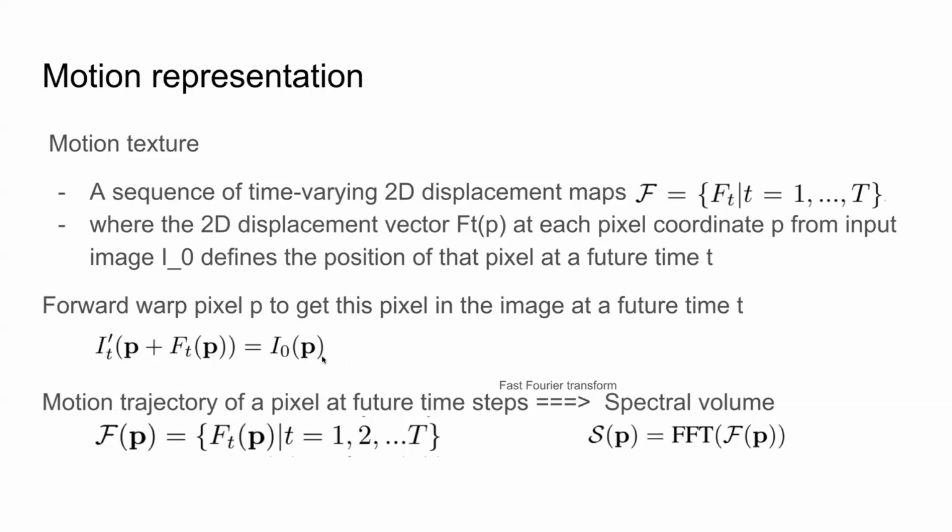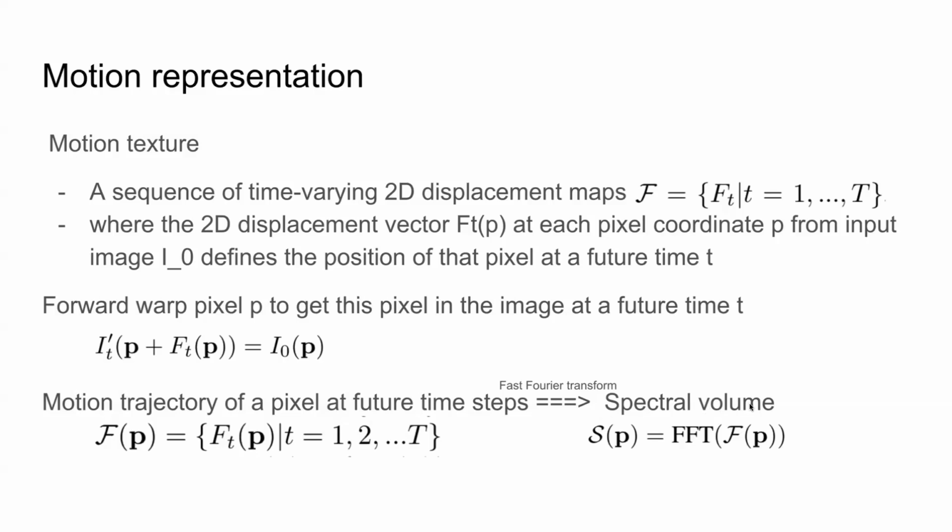And after that, for each P, that's the trajectory. And then there is something called the fast Fourier transform. It will throw out the T. You don't have to keep that. It will transform it to a spectral volume. So the difference between the spectral volume and the motion trajectory is that the T is gone, but something is added to it, the frequency. So that's the prediction module output, the spectral volume.